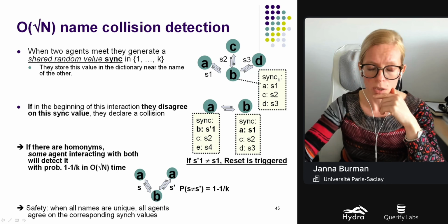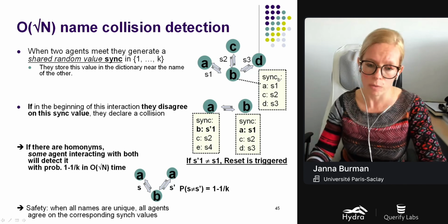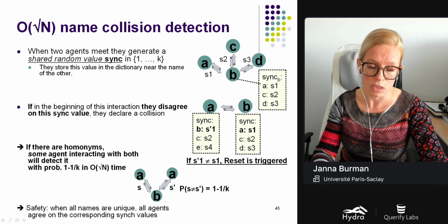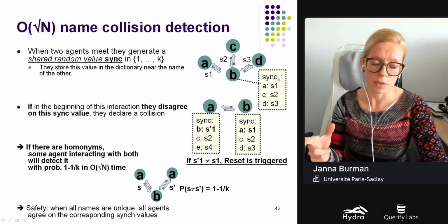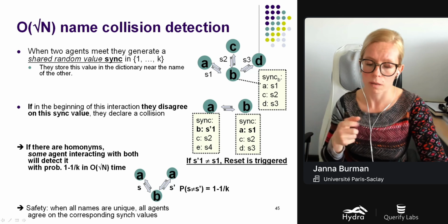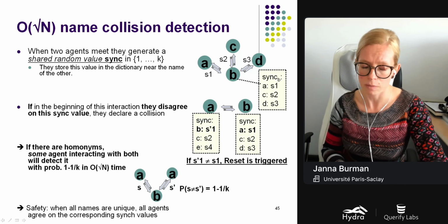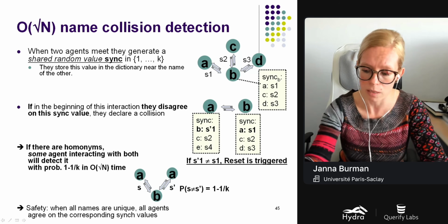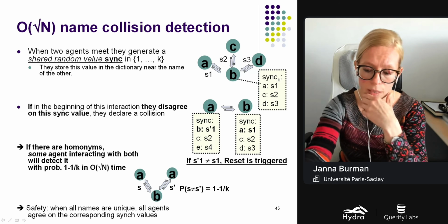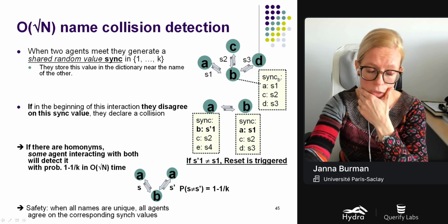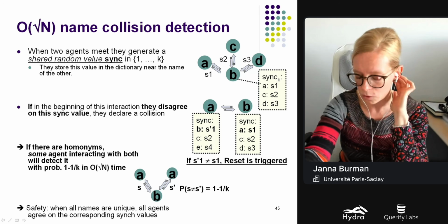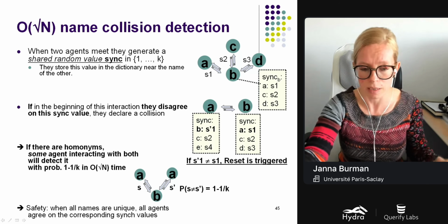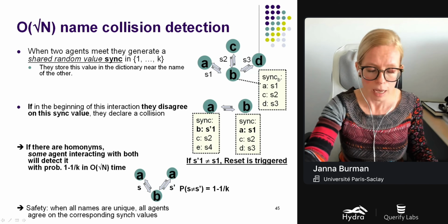Just for safety, notice that whenever there are no homonyms, all the agents have unique names. Any pair of agents always generates the same sync value, so we will never trigger reset. This is good. We want to stop at some moment to generate reset, to generate new names and change our leader. This is why this is important.